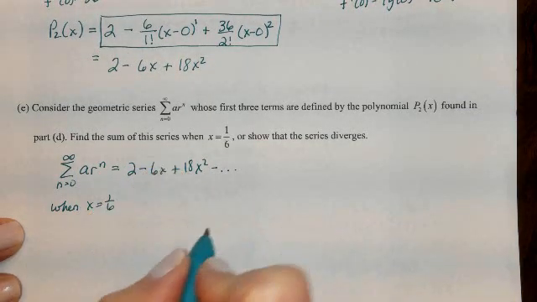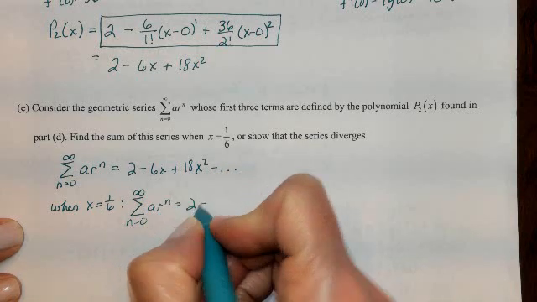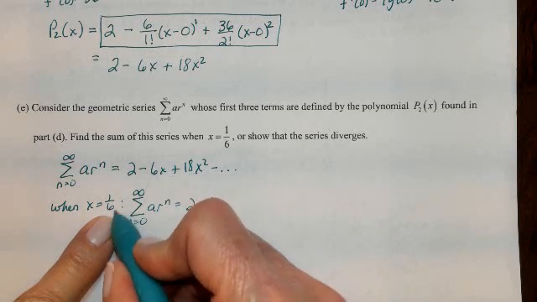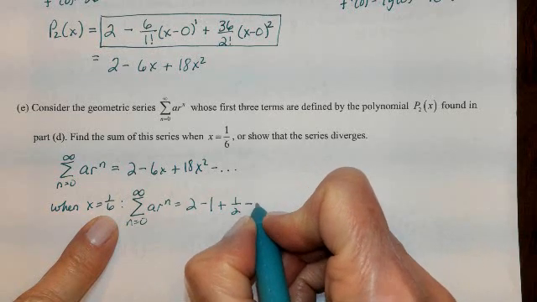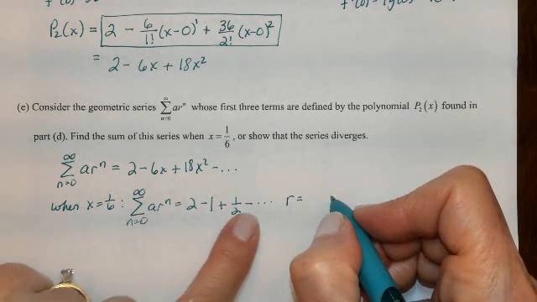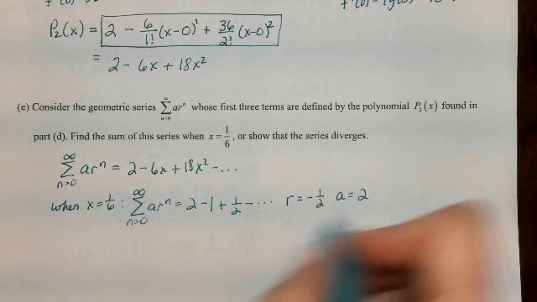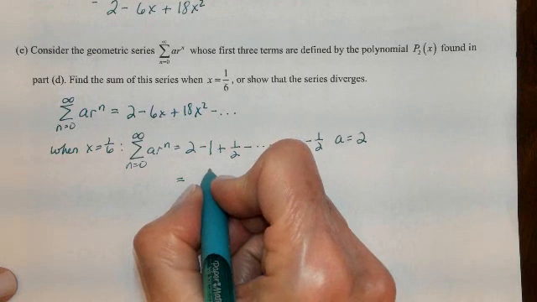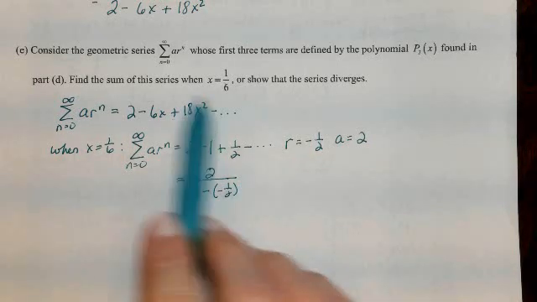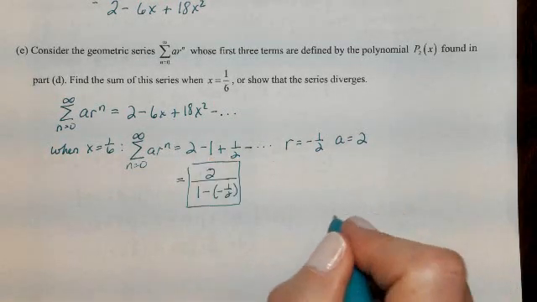When x equals 1/6, let's find the series. When x equals 1/6, the series is now 2 minus 6 times a sixth, and 6 times a sixth is just 1, plus 18 times 1/36, and that's 1/2, etc. Okay, let's take a look at this series. Our value of r, what we're multiplying each time to get to the next term, is going to be -1/2. Our first term is 2. So this series has sum a over 1 minus r. So find the sum of the series when x is a sixth. That's what we did. We found the sum of the series when x is a sixth. And that's it. I would totally safe stop that.